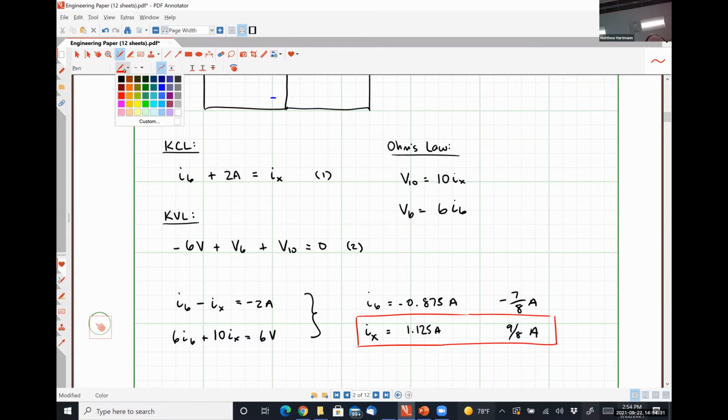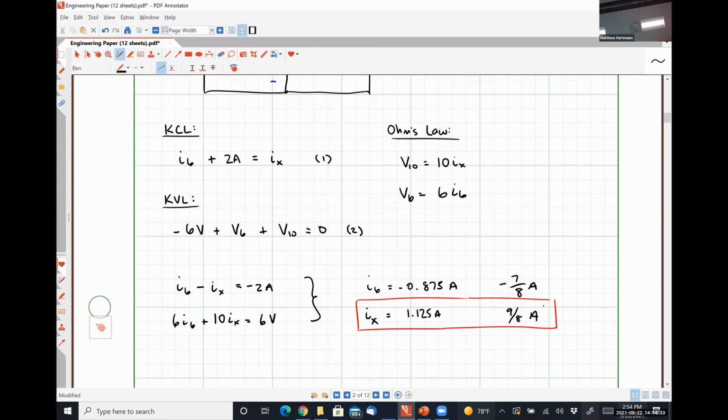Now let's apply the additivity property, all right?